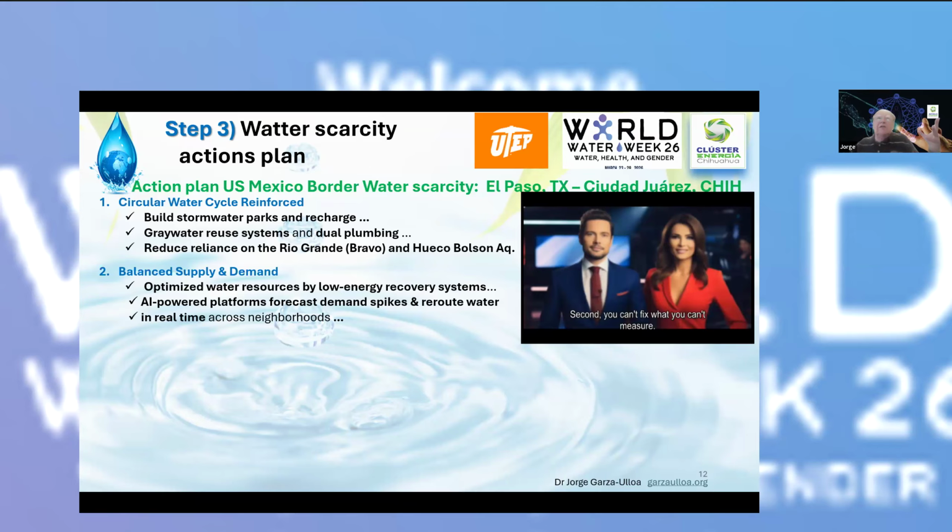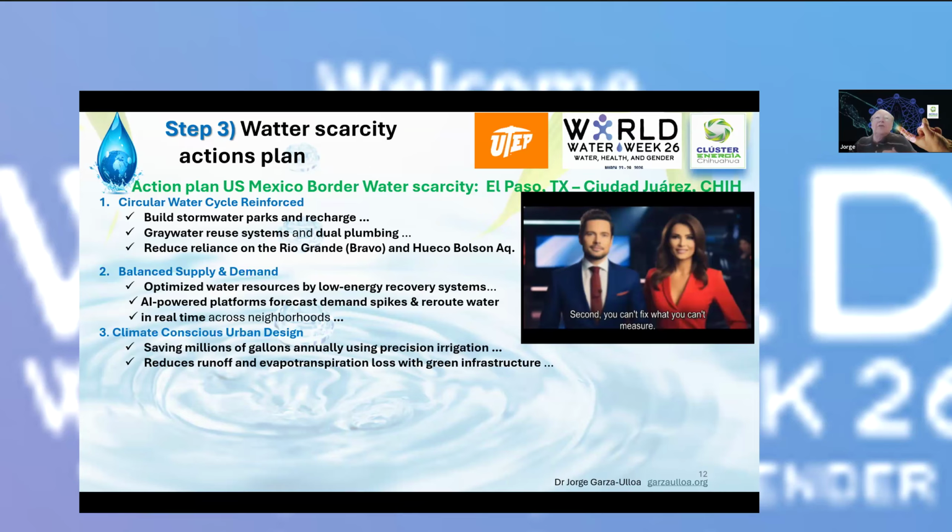We cannot work alone because the problem involves 3 states in this region and 2 countries. And we have to design a climate conscious urban design. We need to find a way to save millions of gallons annually using precision irrigation, even on our plants in the garden, even in our parks. We have to reduce the runoff and evapotranspiration. Okay, you remember that evapotranspiration is the evaporation.